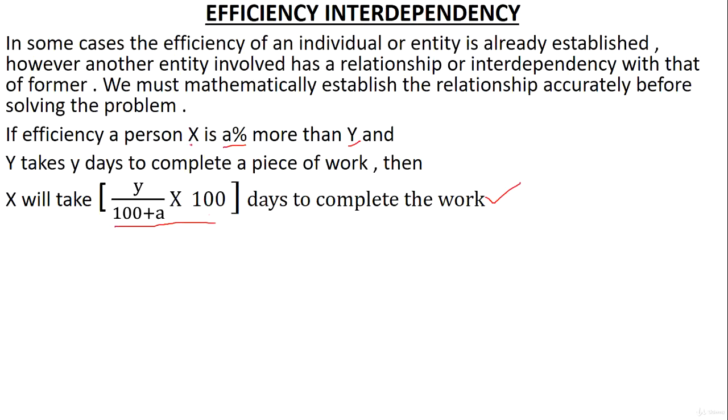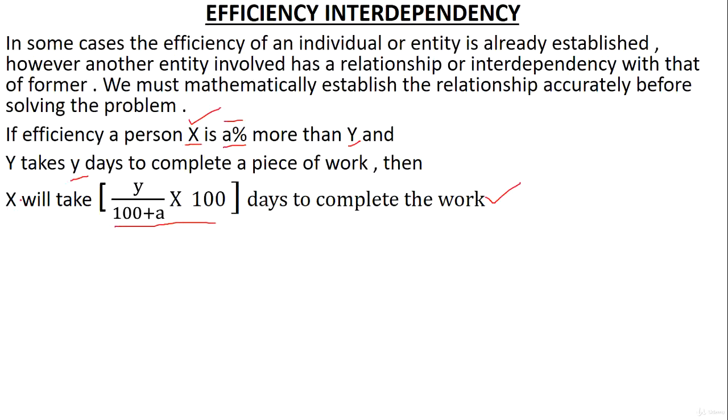Now the person X has an efficiency which is A% more than Y. So X is more efficient than Y. And now this person Y takes exactly small Y days to complete a piece of work. Now we have to find out how many days X can complete the work, right? So how do we calculate this now?